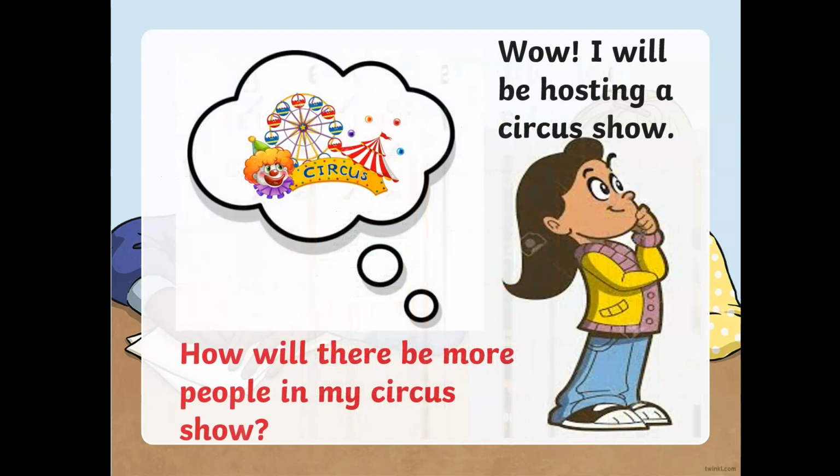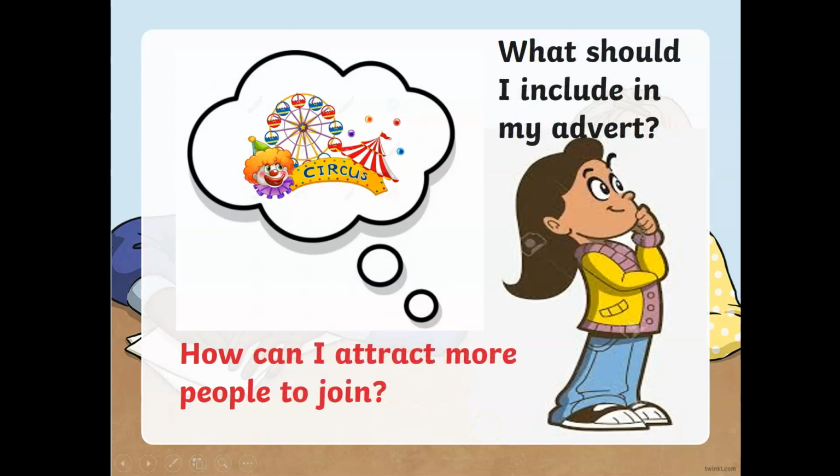Now, let's move ahead. I'm going to give her a name, Beth, and she's planning to host a circus show. Now, this is a question which came into her mind: how will there be more people in my show? Now, she's thinking of having an advert.